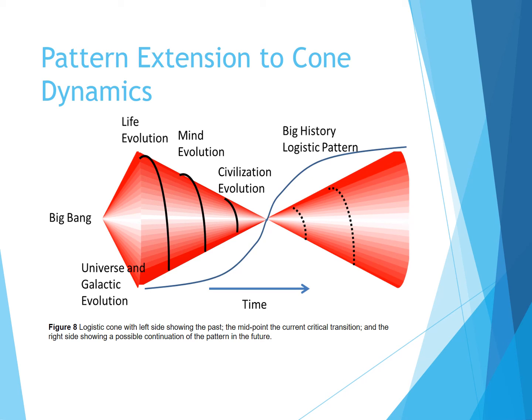So one of the hypotheses is that it forms a big history logistic pattern, in this hyperbolic form, not a linear form. Obviously, we just looked at the scales of these times. Each one of these decreased by a factor of 1,000. So this cone just represents that. And so the idea is that maybe it'll be reflective.